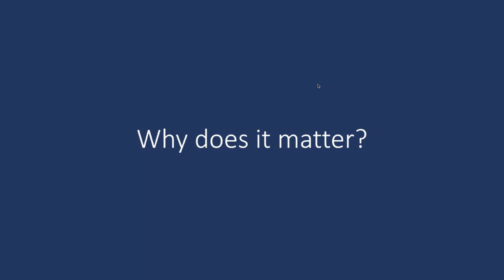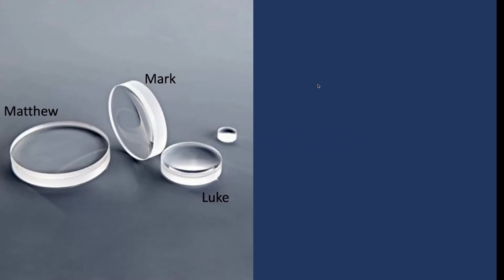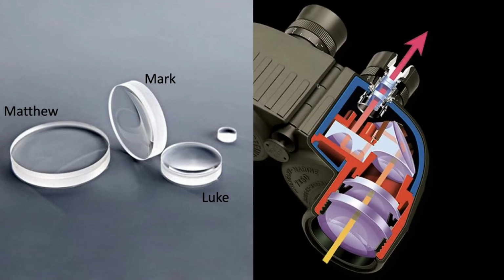A way that I use to explain that is that the synoptic gospels are a little bit like lenses that you could put in any order in a set of binoculars. If you get the order right, then the image is sharp and detailed and has depth. And if you get the order wrong, then it's a bit blurred and distorted.